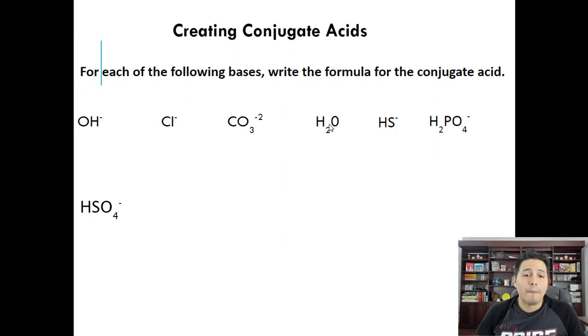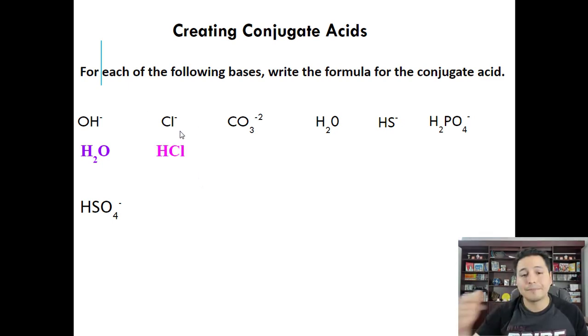All right, let's look at this one. You're going to create the conjugate acid. When you're creating the conjugate acids of this, you're going to be focusing on that charge. Now, you know the acid must be gaining an H. So if we have OH minus, we can gain an H to offset that negative. That's going to give us H2O. We have a Cl minus. We're going to offset that by adding an H. That gets rid of the charge, and it gives us hydrochloric acid.